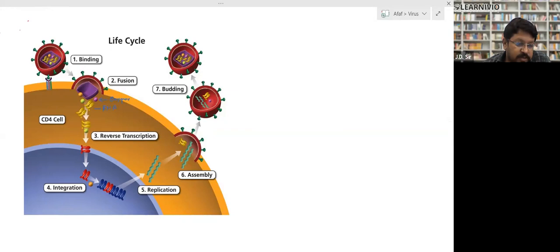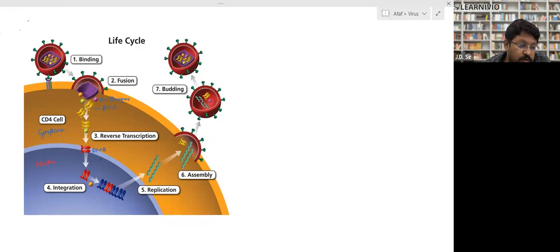With the help of the reverse transcriptase enzyme, from this yellow colored RNA, formation of DNA takes place. And who does this thing? The reverse transcriptase. This reverse transcription is taking place in the cytoplasm. Is it clear? After that, DNA will go inside the nucleus. This is the nucleus, right? So where does the reverse transcription take place? Nucleus. Cytoplasm. Right? DNA will go inside the nucleus.